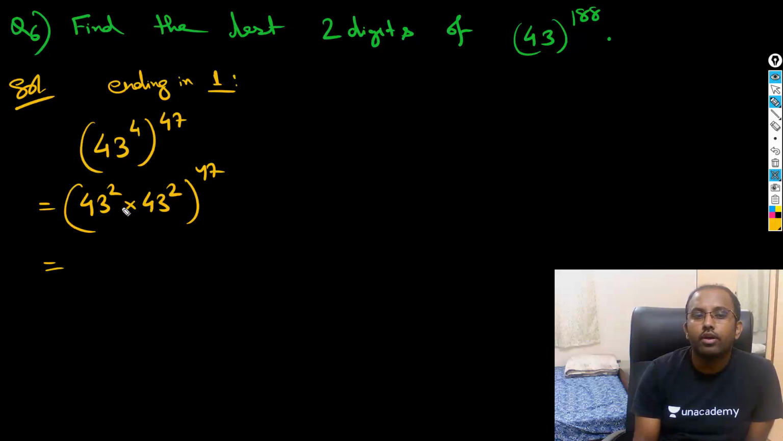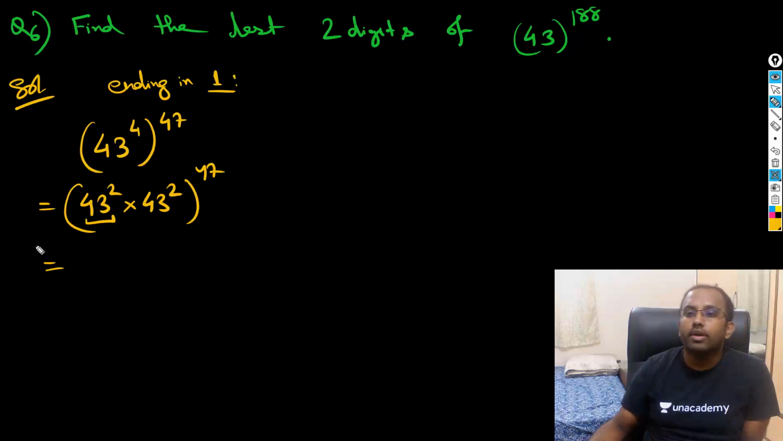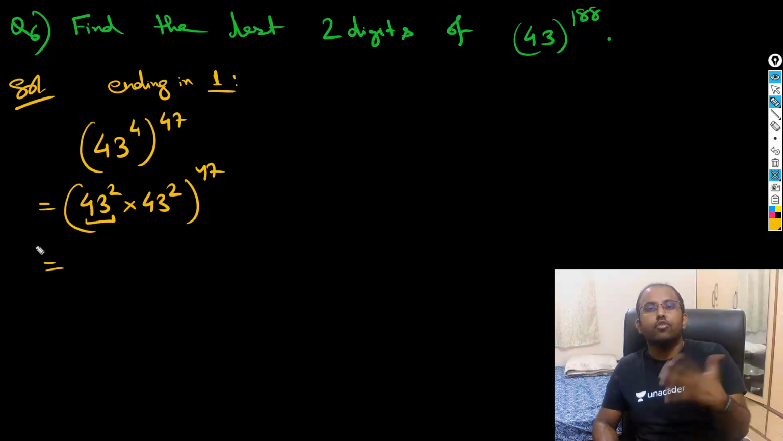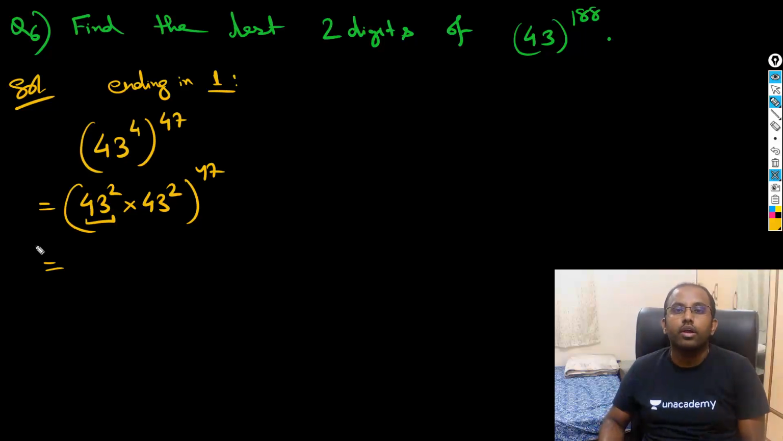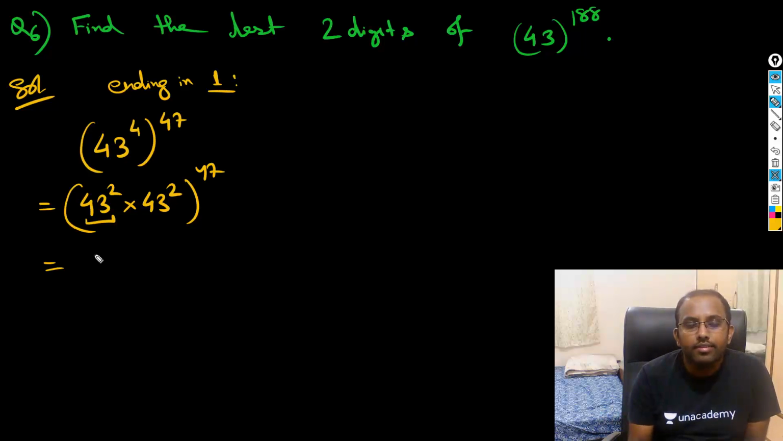Correct. Now 43 square into 43, what is the last 2 digits of 43 square? So 43 square, its difference from 50 is 7. So its last 2 digits are basically the same as 7 square, that is 49. Okay, so its last 2 digits are the same as 7 square, that is 49. That means I can simply write here 49 into 49.